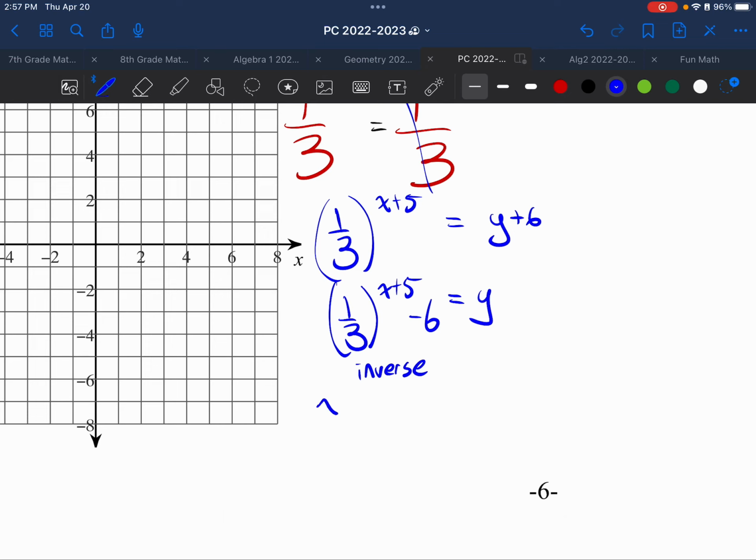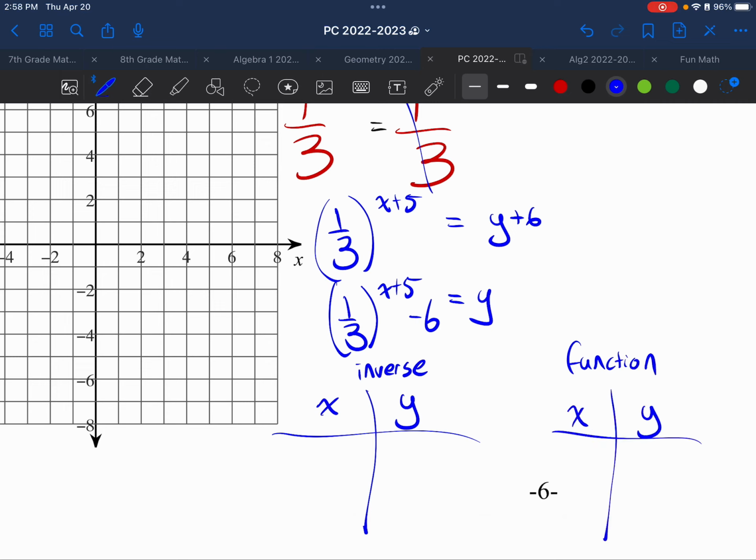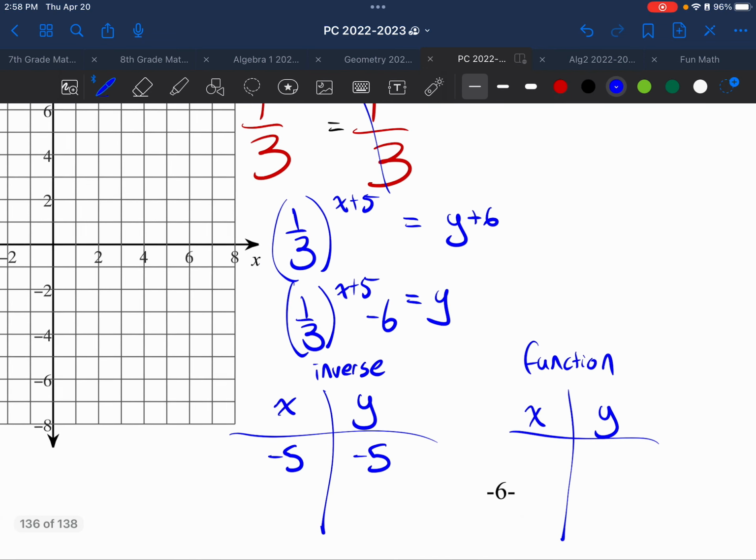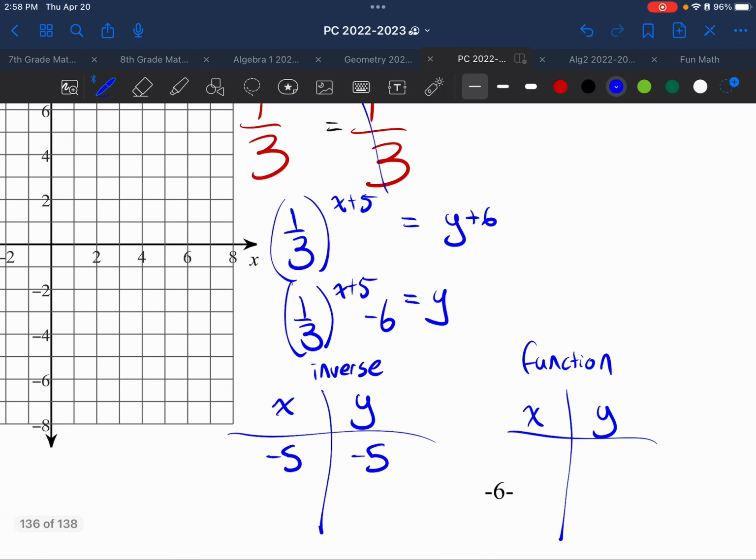Time to make the inverse table. So the inverse table is going to have an input, it's going to have an output, and then we're going to have the actual function over here, which is going to have an input and an output. So the actual inverse, again, I'm trying to make this power 0 because that's a nice number. To make it 0, I'm going to have to plug in -5. When I do that, -5 plus 5 is 0. Anything to the power of 0 is 1. 1 minus 6 is -5. Interesting that the input and output are the same thing. Just happened by chance, just random, right?